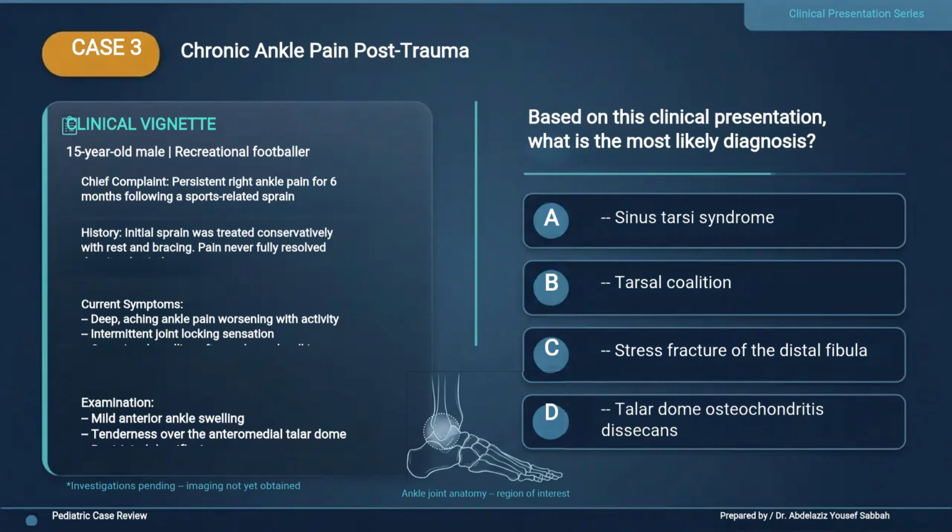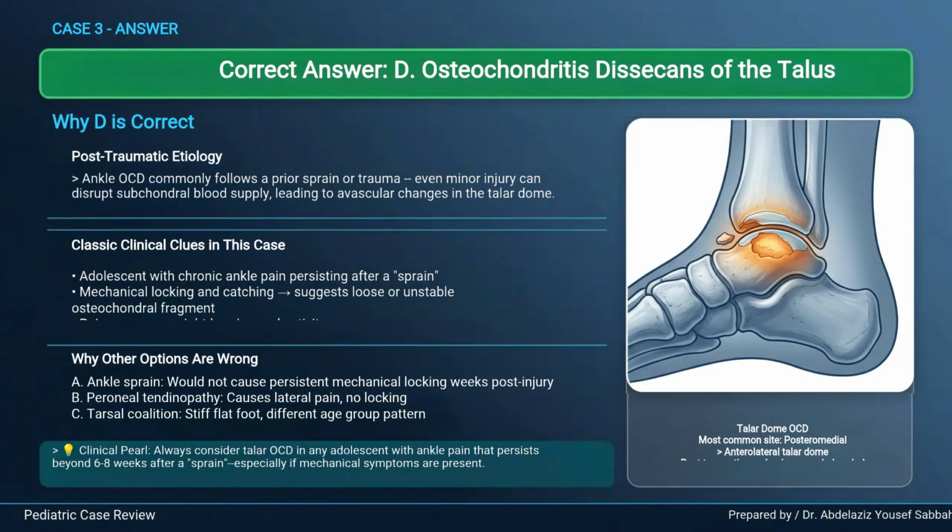Option A, sinus tarsi syndrome. Option B, tarsal coalition. Option C, stress fracture of the distal fibula. Option D, talar dome osteochondritis dissecans. The correct answer is Option D, talar dome osteochondritis dissecans. Ankle osteochondritis dissecans commonly follows a prior sprain or trauma. Even a minor injury can disrupt subchondral blood supply, leading to avascular changes in the talar dome.